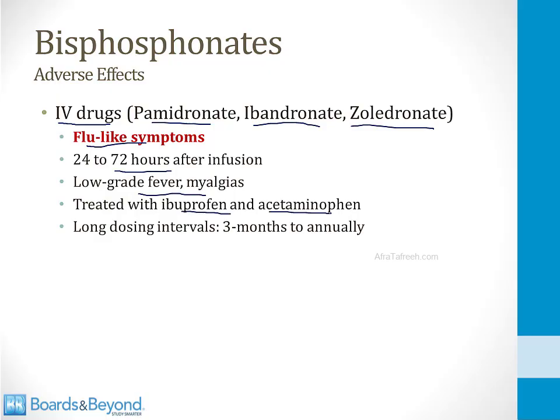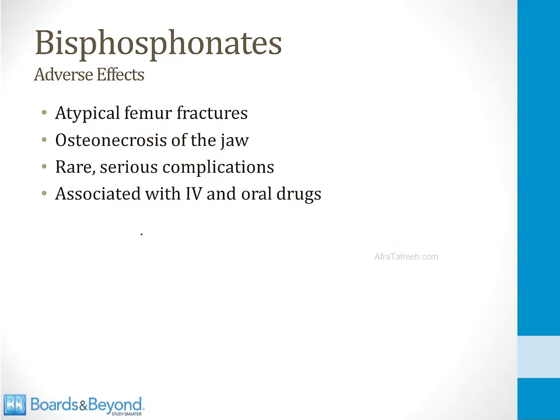The nice thing about the IV drugs in terms of bisphosphonates is that many of them are dosed every 3 months. Some are even dosed annually, meaning the patient just has to come into the infusion center once per year and get an infusion of the drug, and then they are set for another year. Two other potential complications of bisphosphonate drugs are atypical femur fractures and osteonecrosis of the jaw. These are both rare, serious complications that have been associated with both the IV and oral drugs. Luckily, they're very rare, but when they do occur, they're very serious.